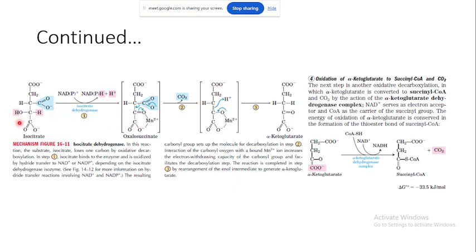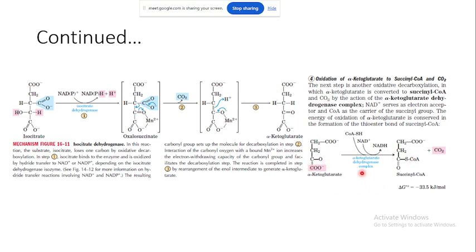and this OH group will be oxidized to form C double bond O, right. So that's why it is alpha ketoglutarate, oxidative decarboxylation, right. That is carried out by isocitrate dehydrogenase, where NAD plus will take an electron to be reduced to NADH, right. So this step will release one CO2 molecule and one NADH molecule. And the product is alpha ketoglutarate.